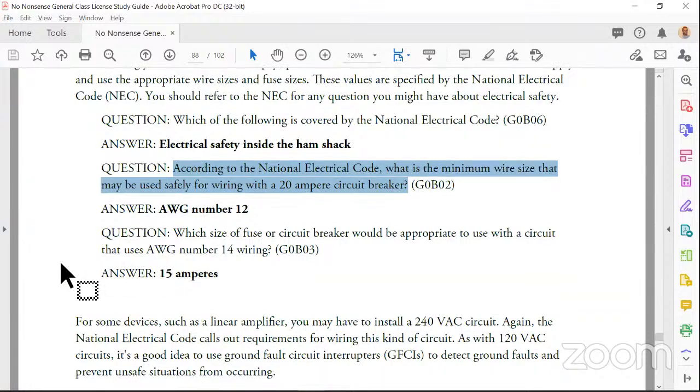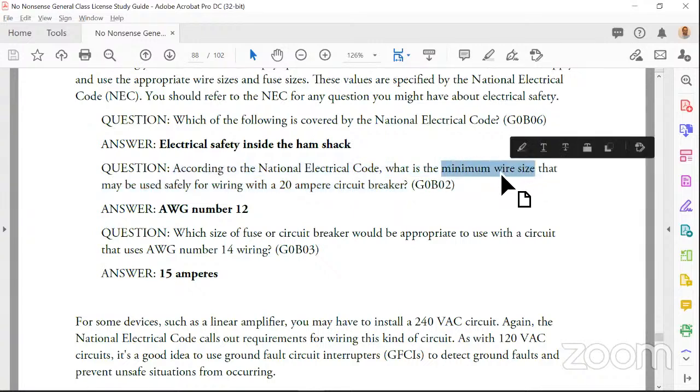According to the National Electrical Code, or NEC, what is the minimum wire size that may be used safely for wiring with a 20 ampere circuit breaker? So let's dissect this question a little bit. What are they asking us? They're asking us, what is the minimum wire size?